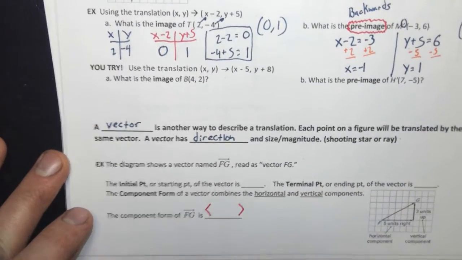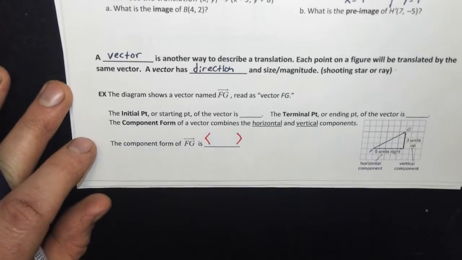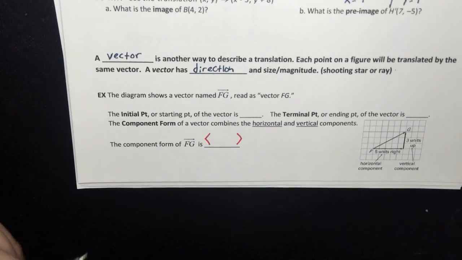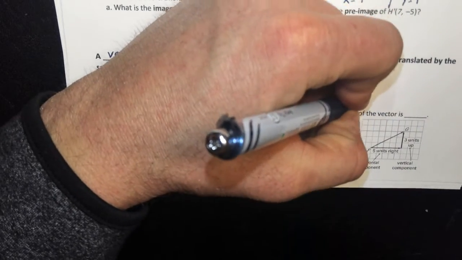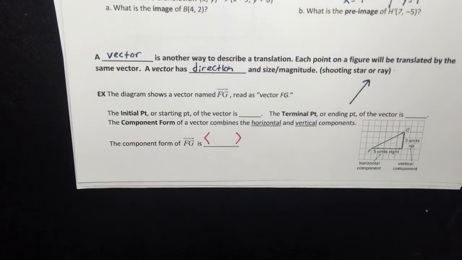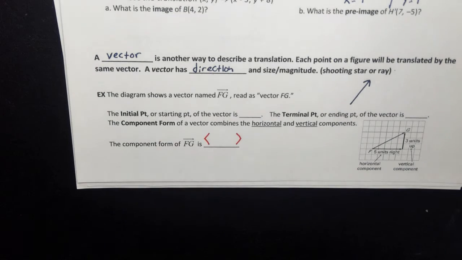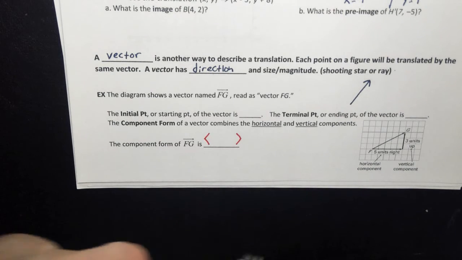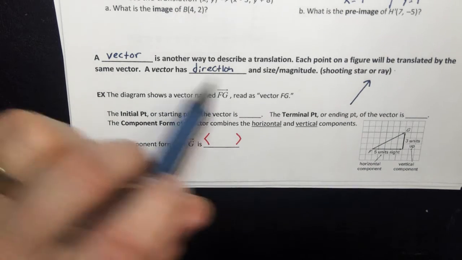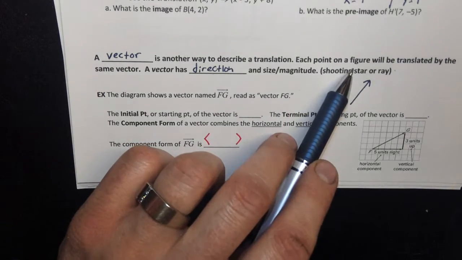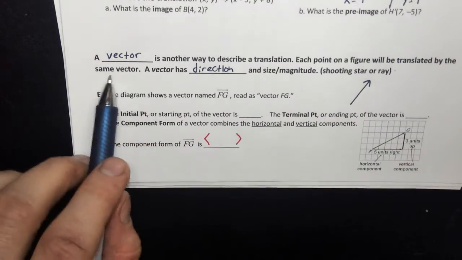This other technique that we're going to talk about is the technique of using something called a vector. A vector is going to look a lot like an arrow, and it's going to look a lot like this on your graphs or on your pictures. A vector is another way to describe a translation. Each point on a figure will be translated by the same vector.